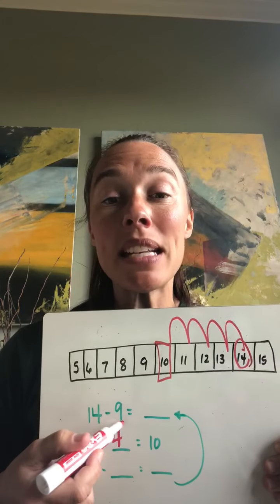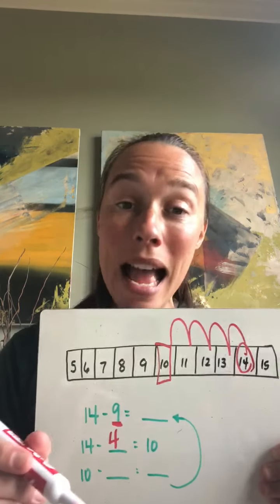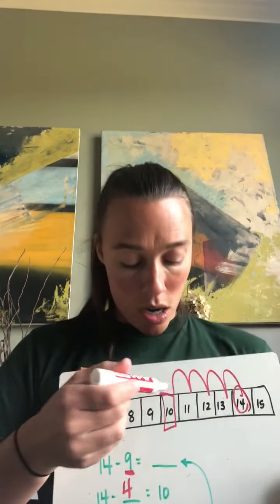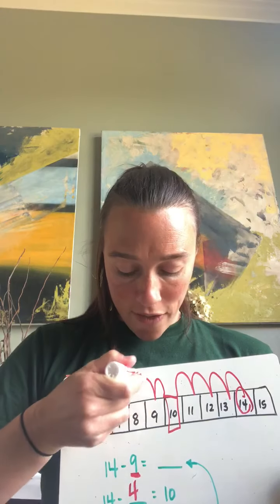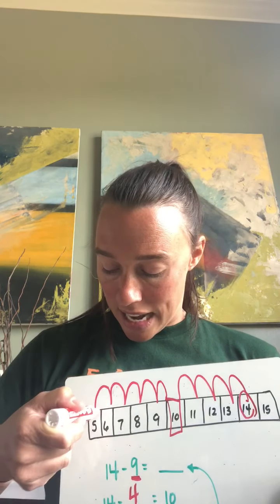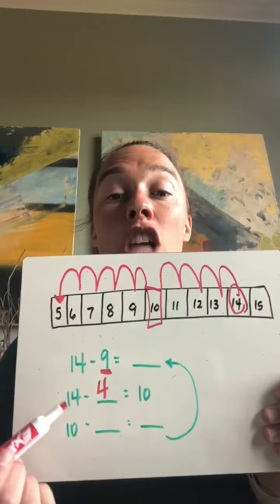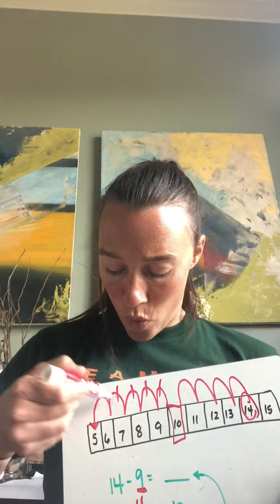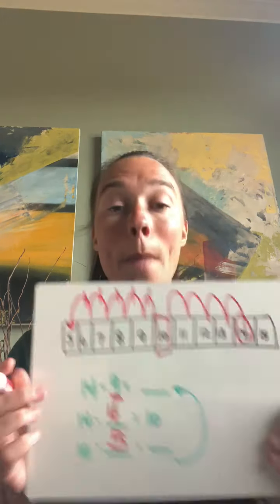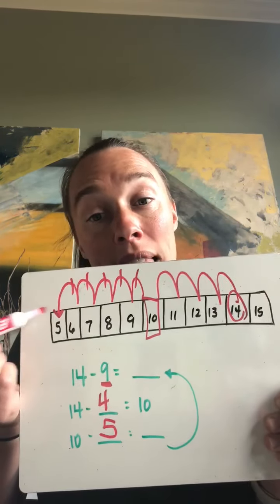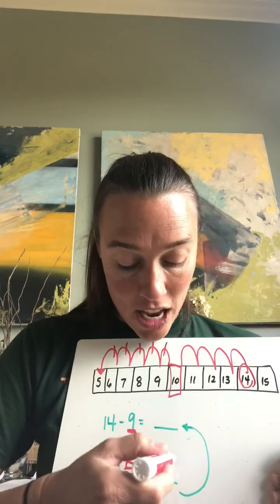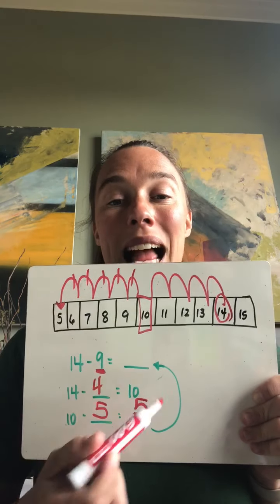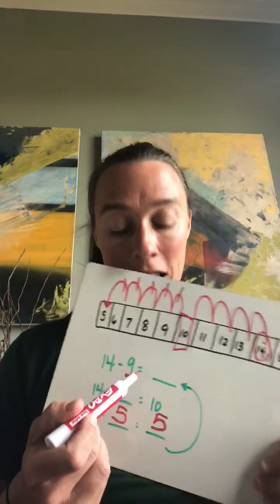Now, but it didn't tell me to take 4 away. It told me to take 9. So I got to keep counting until I get to 9. So I'm at 4. Now I'm going to keep counting. 5, 6, 7, 8, 9. Okay, so 10 minus how many hops? Let's see. 1, 2, 3, 4, 5. So 10 minus 5 equals what? What did I land on? 5. So my answer to 14 minus 9 is 5.